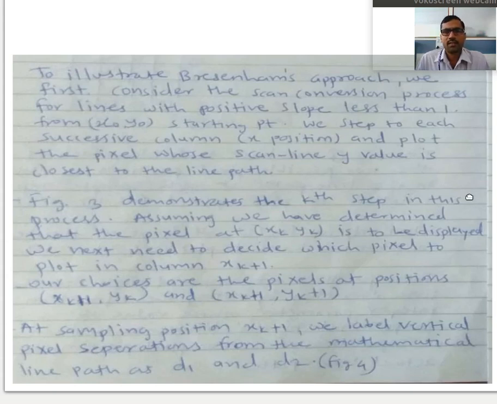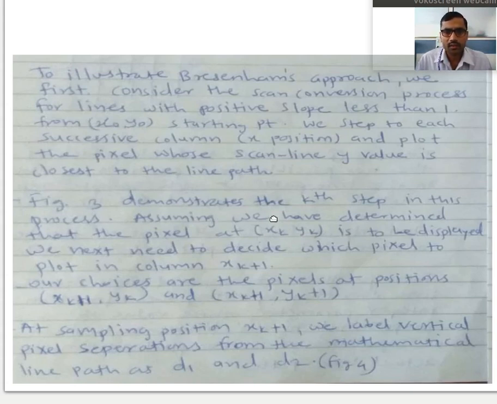In Bresenham's approach, we first consider the scan conversion process for lines with positive slope less than 1. That means the lines which are close to the horizontal or x-axis. As in the figure, x0 y0 is the starting point, and we step to each successive column x position and plot the pixel whose scan line y value is closest to the line path, as the line is close to the horizontal axis, that is m is less than 1. In that case we can take a unit increment in the x coordinate and the relative increment in the y coordinate will be calculated. This is very similar to the DDA algorithm you have seen, but in the DDA algorithm floating point arithmetic is used. Instead of that, integer calculations should be used, and because of that Bresenham's algorithm is available.